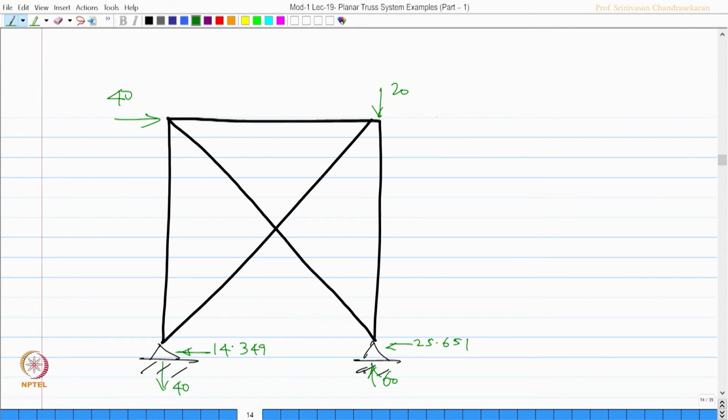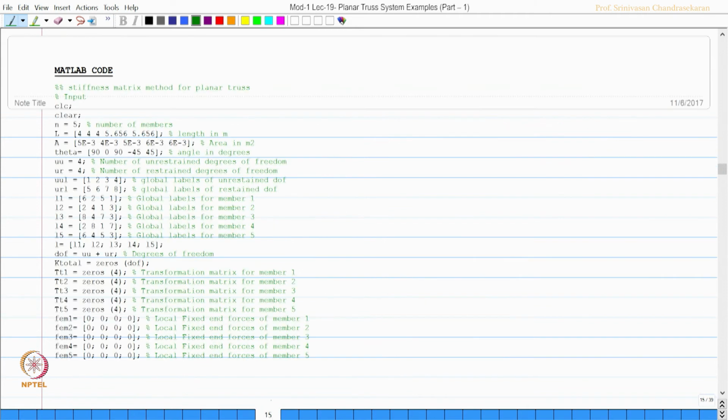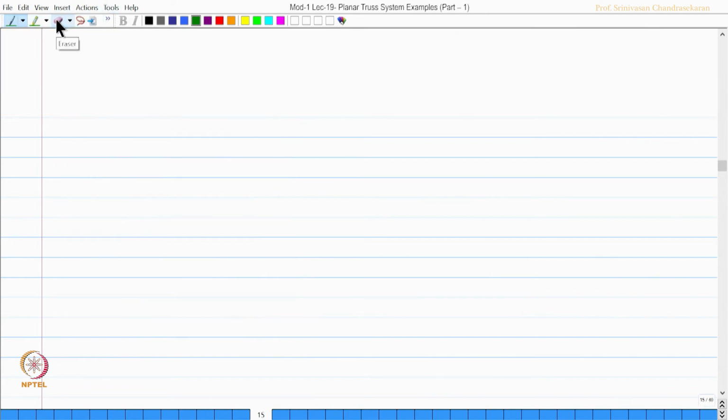Checking that, if you take moment about the point A, it is going to be 40 into 4 plus 20 into 4 again minus 60 into 4, which will be 0, which is confirmed. Okay. So, that is how we get the final reaction. One can also find the forces in the members, as we can take it from each member.